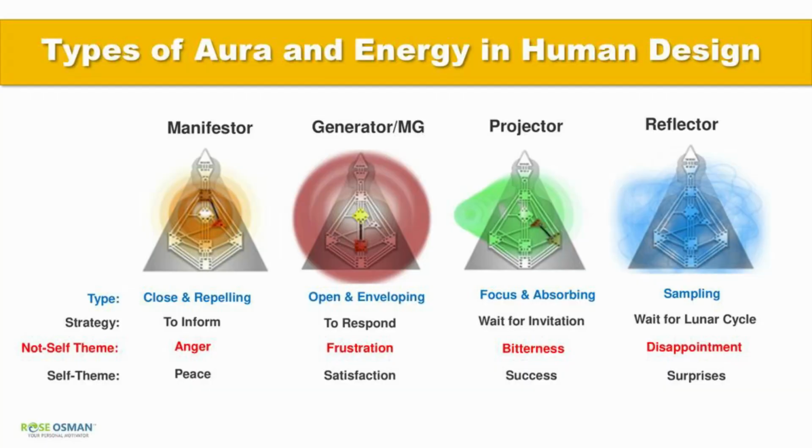Okay, now I want to go into a little bit of the strategies and the not-self themes of each of these three types. So the projector strategy is to wait for the invitation and recognition, and the not-self theme is bitterness. The manifestor's strategy is, well, manifestors are here to initiate, but to inform, and their not-self theme is anger. For the manifesting generator, their strategy is to wait to respond, and their not-self theme is anger and frustration.